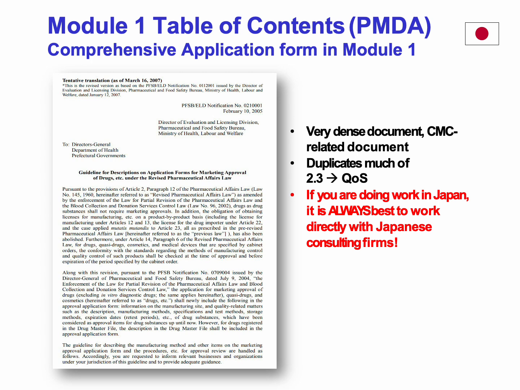So here again, just talking about the application form, which is a comprehensive application form for module 1 for the Japanese CTD, we can see that it's a very dense document. It has chemistry, manufacturing and control related documents. It also duplicates much of module 2, submodule 3, which is the quality overall summary of the product.